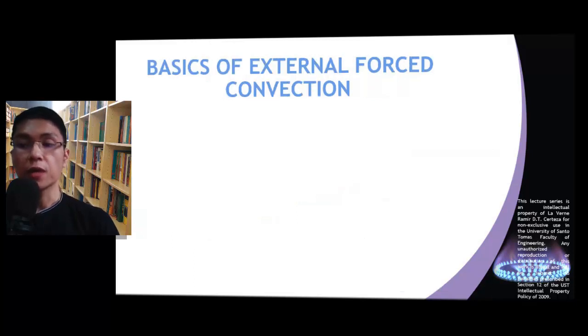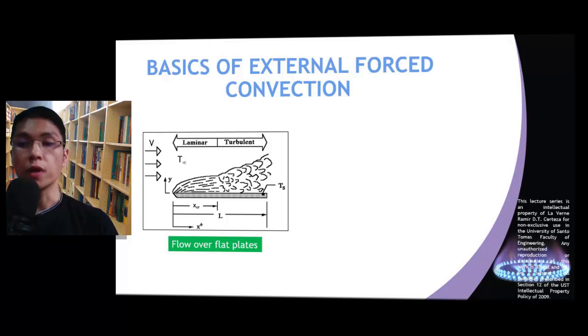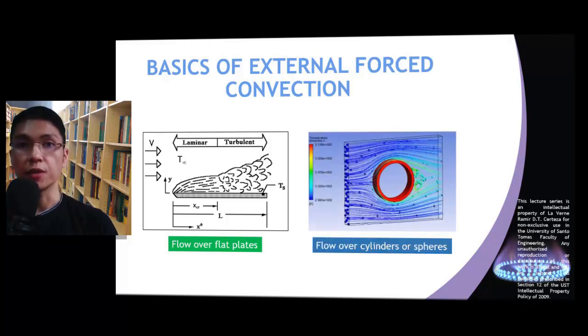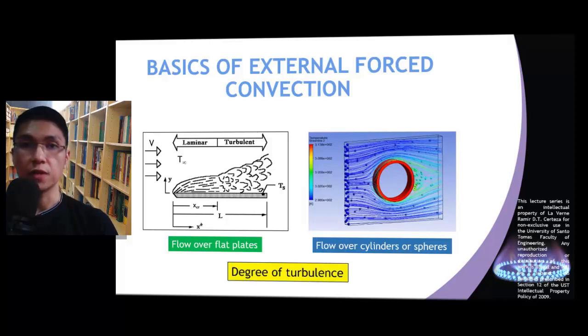When we refer to external forced convection, we refer to the heat transfer occurring due to the flow of fluid over flat plates or over curved surfaces such as cylinders or spheres. And as we have previously mentioned, convection heat transfer over these surfaces is largely affected by how turbulent the flow is. In the next video, we will discuss how to characterize the convection heat transfer due to fluid flow over flat surfaces.